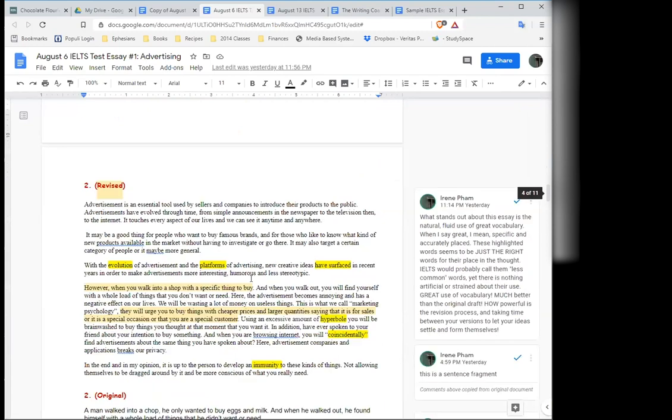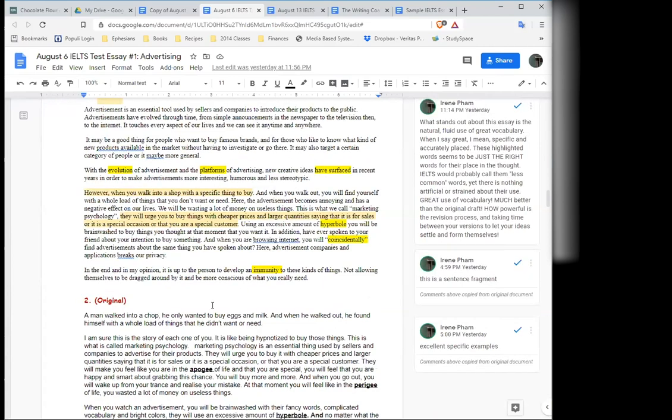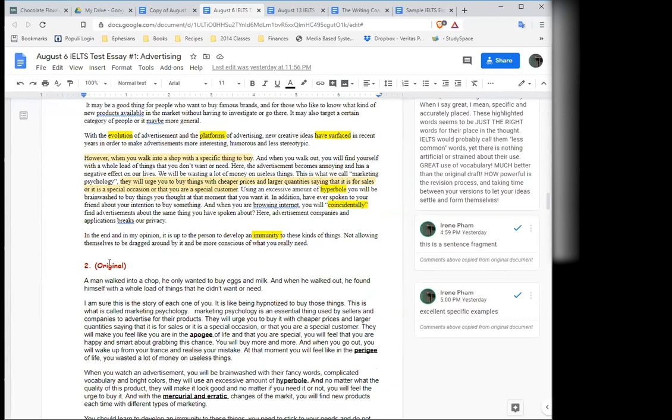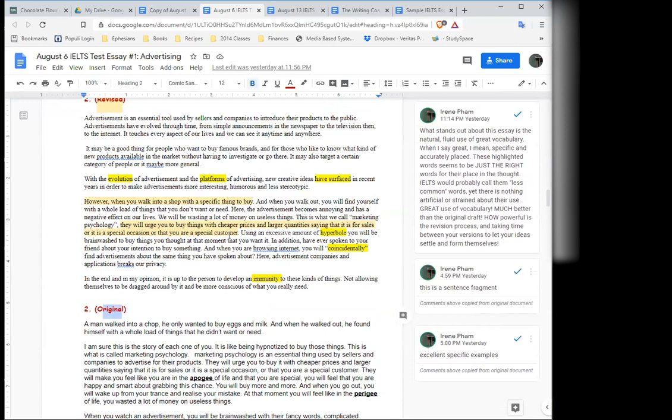What stands out about this essay is the vocabulary usage. Wow. Rather, I don't know, fairly high, somewhat high level vocabulary. These words are perfectly chosen for their place in this essay. They are exactly the right word. And also I noticed that when I compare the original down here to the revision, what an extraordinary improvement.